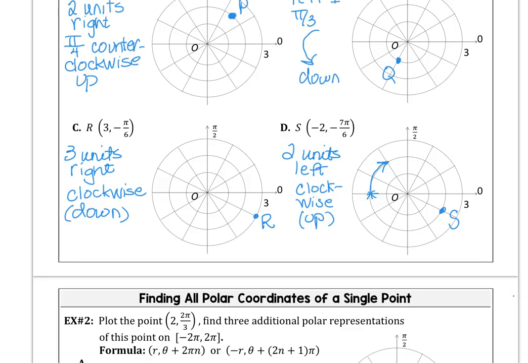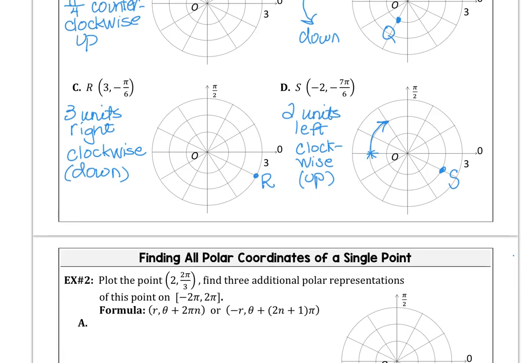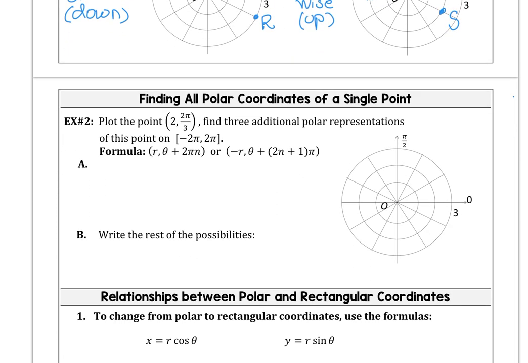Example 2, we want to plot the point (2, 2 pi over 3), and then we want to find 3 additional polar representations of that point on -2 pi to +2 pi. And we're given this little handy formula here for ways to go about that. So plotting the point first, we're starting 2 units from the pole, that's to the right, and 2 pi over 3 is going to put us right here. We'll call this point P.